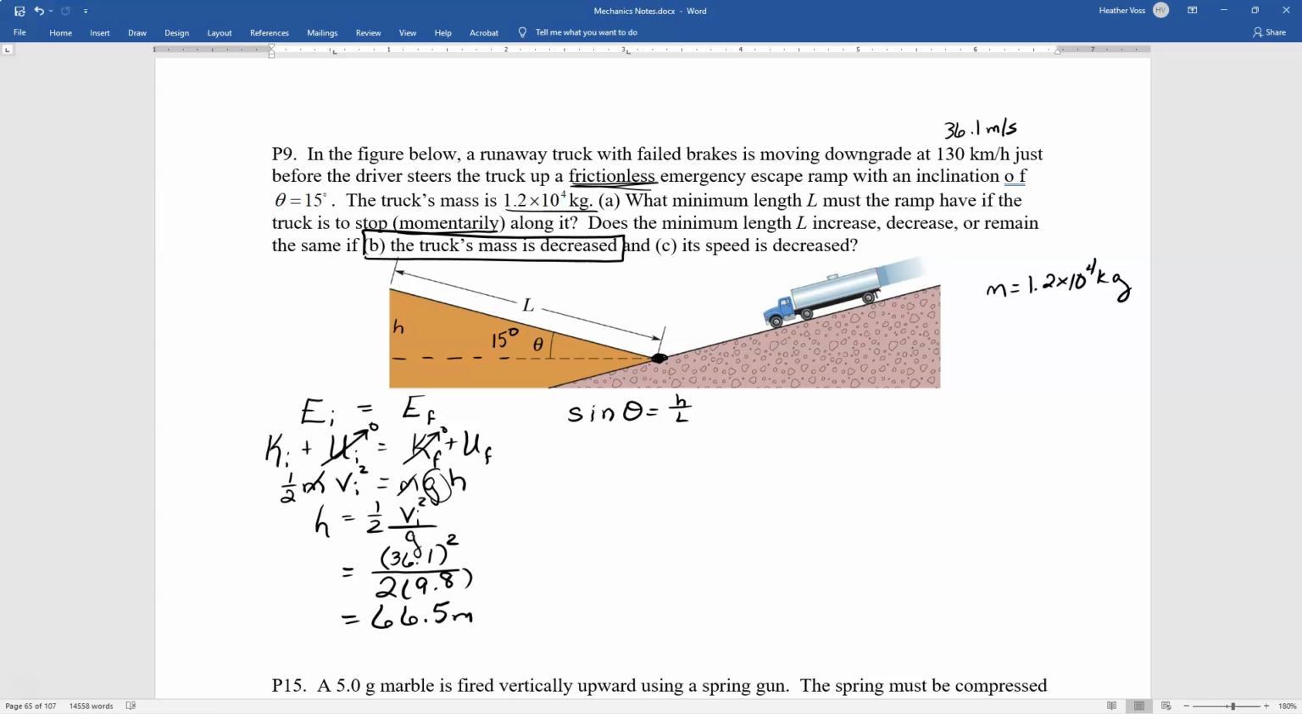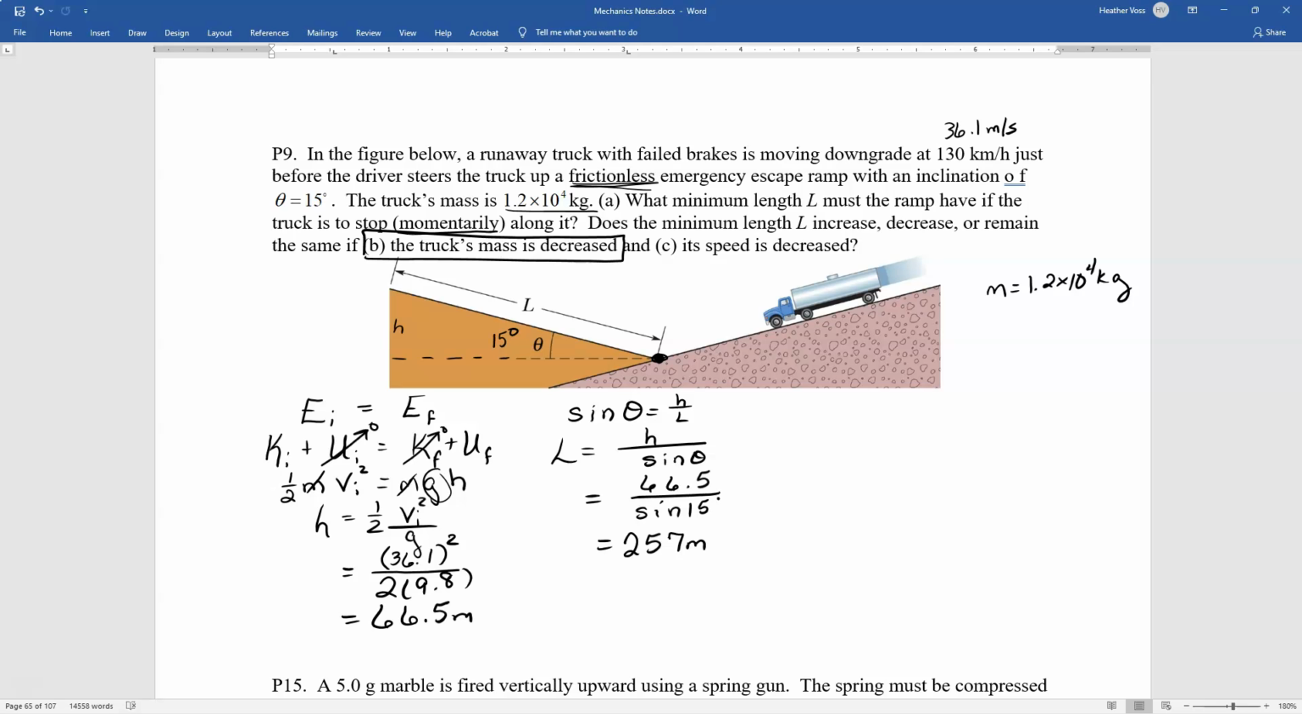So that means L is going to be the height divided by sine of the angle. So I could put in that this is 66.5 meters. I've got sine of 15 degrees. So that's going to give me 257 meters. That's 2.5 football fields in length. Bigger than 2.5 football fields. So it has to be about 260 meters long if we're going to be able to ignore friction.